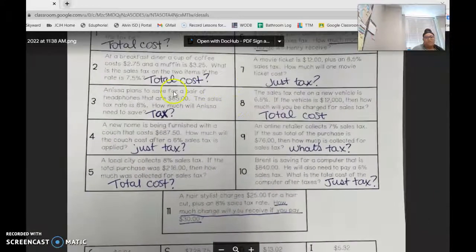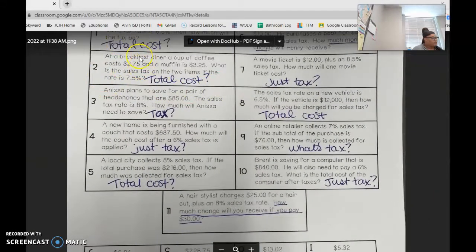For number 1, we need the total cost. So on my paper, I'm going to write total cost. The reason for this is because I don't want y'all to just solve the riddle and say, oh, done. No, I need to see that you know how to do the calculations. For number 2, you also need the total cost. For number 3, you need the tax. For number 4, you need the tax. Number 5, you need the total cost. That means you need the tax and the cost.